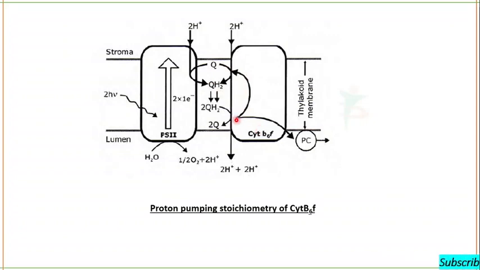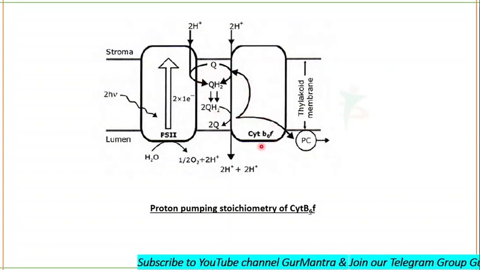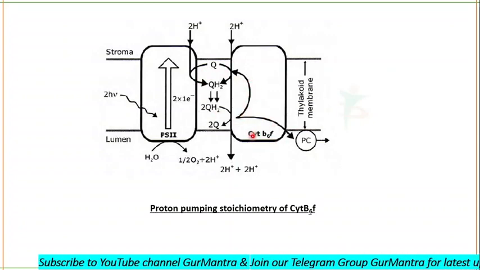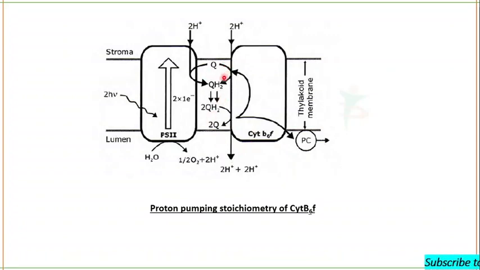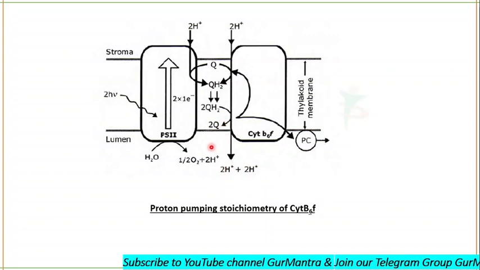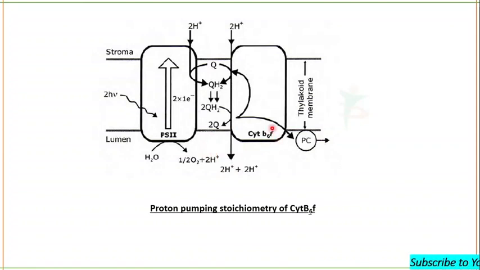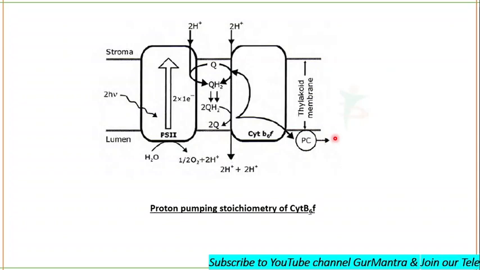This plastoquinol is again converted into the plastoquinone. This is what we call a Q cycle here, in cytochrome B6F. During the oxidation of plastoquinol, there is the release of 2 protons for 1 electron. So ultimately there will be the release of 8 protons for 4 electrons. Cytochrome B6F complex then transfers the electrons to the plastocyanin.